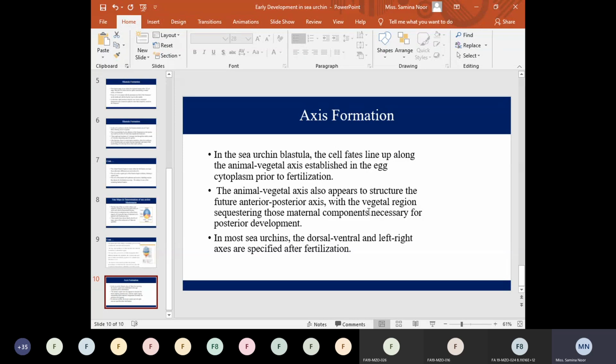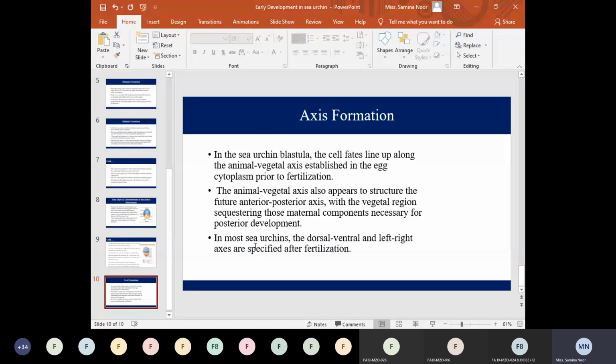So the vegetal region contains the maternal components which are necessary for posterior development. So the posterior axis or the vegetal axis or the vegetal pole has some such components, some such determinants present, and such determinants are necessary for the development of the posterior axis. So if the vegetal half develops into the posterior axis, the animal half eventually forms the anterior axis of the embryo.